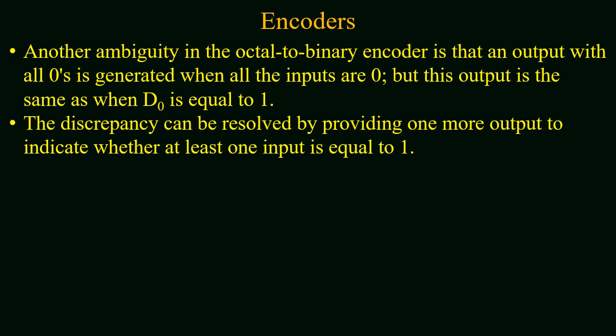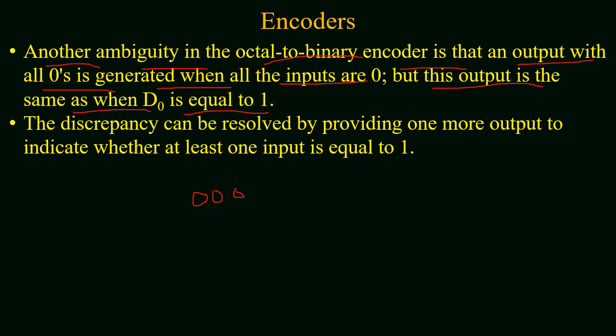Now, another ambiguity in the octal to binary encoder is that an output with all zeros is generated when all the inputs are 0. But this output is the same as when D0 is equal to 1, which means that if no input is applied, then all the output bits are 0. And if D0 is active, which corresponds to 0 octal, then again all the output variables are equal to 0.